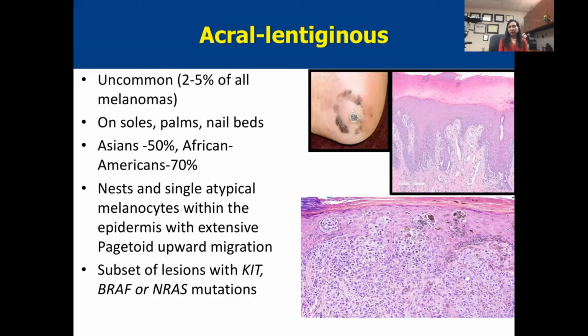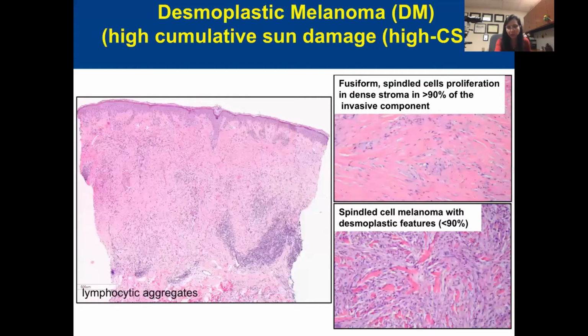Histologically, as shown in this figure, you see nests or single cells, atypical melanocytes within the epidermis with extensive pagetoid extension or migration. A subset of these lesions also shows KIT mutation as well as BRAF or NRAS mutation. The last type that I am going to mention in this talk is desmoplastic melanoma.